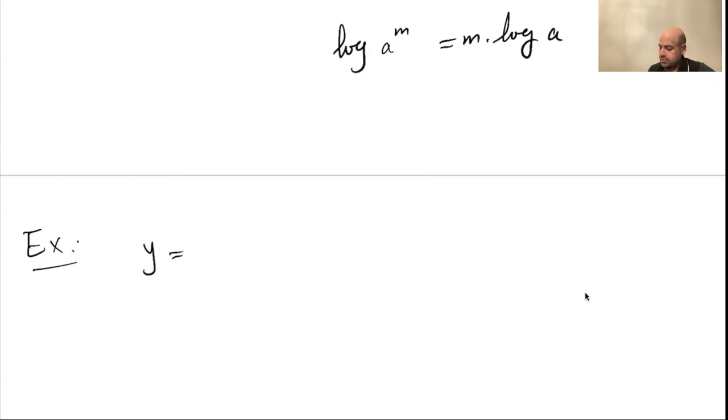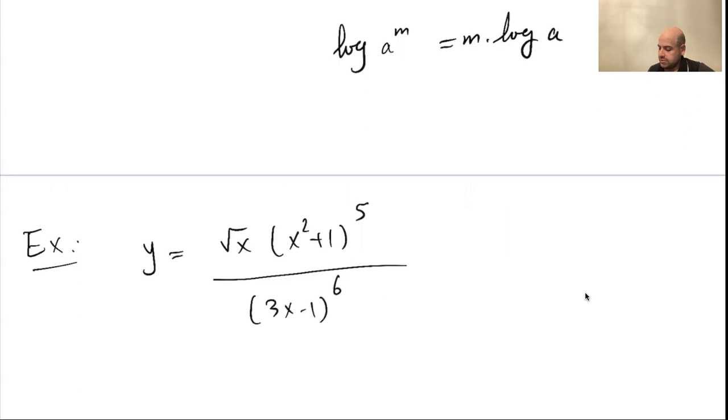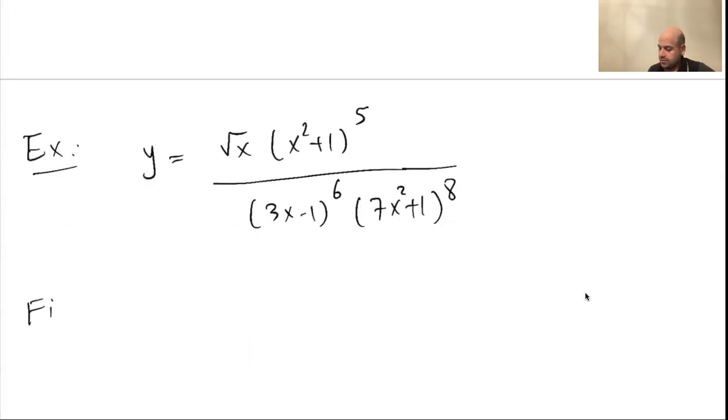Let's say y equals root x times x squared plus 1 to power 5, divided by 3x minus 1 to power 6 times 7x squared plus 1 to power 8. Find y prime equals dy/dx.